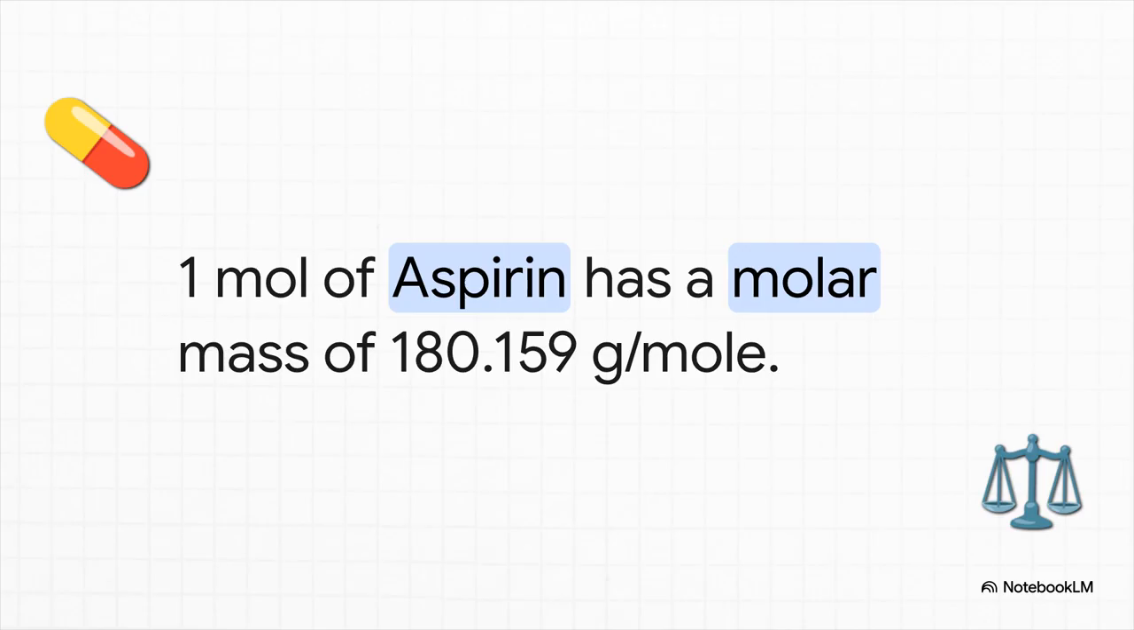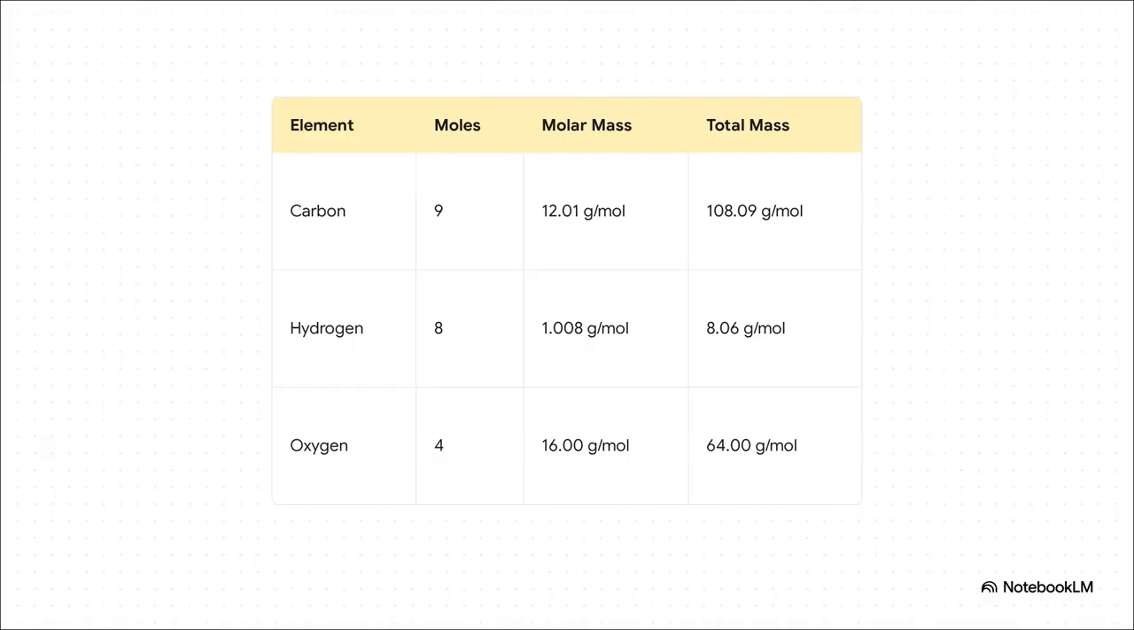Following our recipe from earlier, we start by looking at 1 entire mole of aspirin, determined straight from its chemical formula. We calculate a total molar mass of 180.159 grams per mole. That right there is our denominator. It's the total pie. Just like before, we find our individual parts.